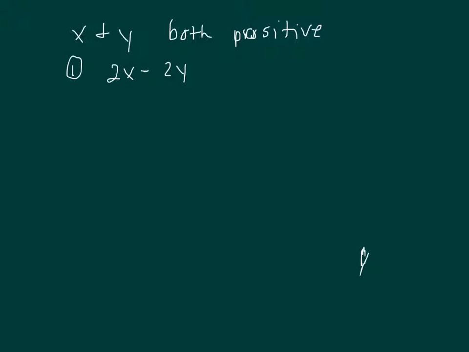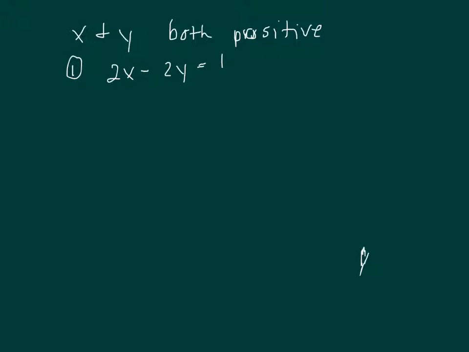Okay, this is the data sufficiency problem, and we're trying to figure out if x and y are both positive. So, let me see. Clue 1 says 2x minus 2y equals 1. And that's not going to work.